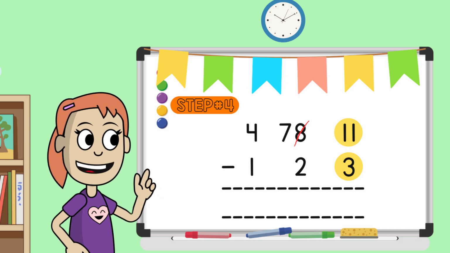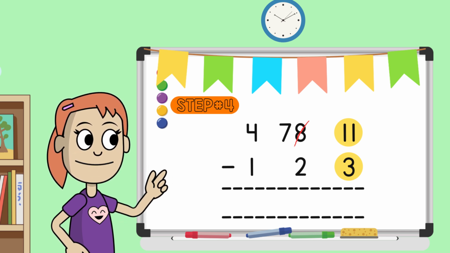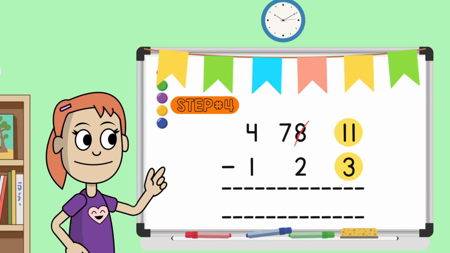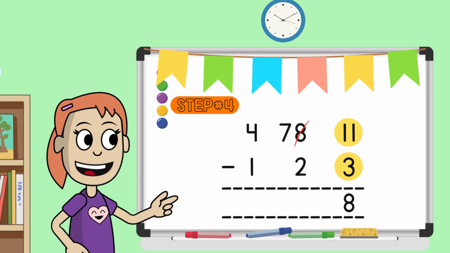Step 4. Subtract the ones again. Now we can subtract the ones place, 11 minus 3. Let's do the math. So we write 8 in the ones place under the line.